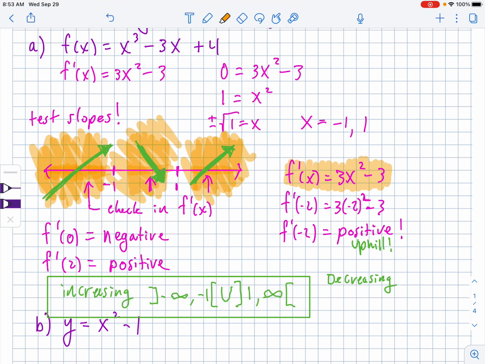Decreasing would be this zone right here, in between -1 and +1. So that would be not including -1, because it's not increasing or decreasing at those turnaround points. It's like the tops of mountains and bottoms of valleys. So from -1 to +1, it's decreasing.